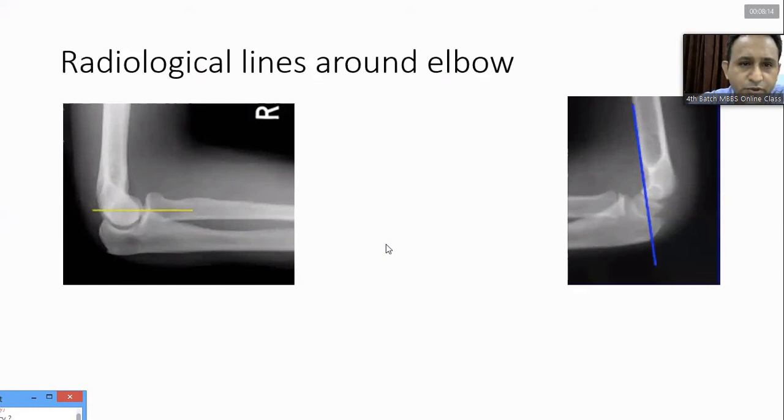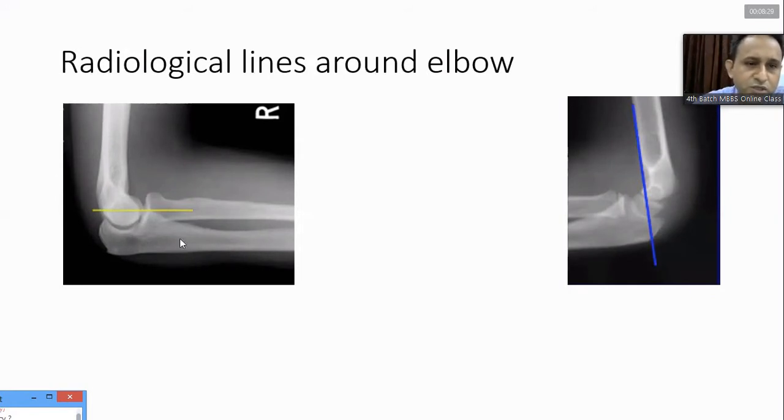So before going to the specific topic, let me tell you briefly about these two radiologically important lines. Please note that these are always on the lateral view of the X-ray.